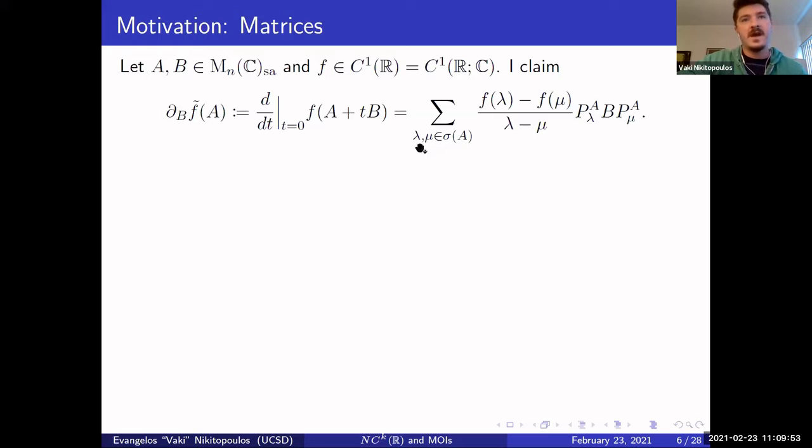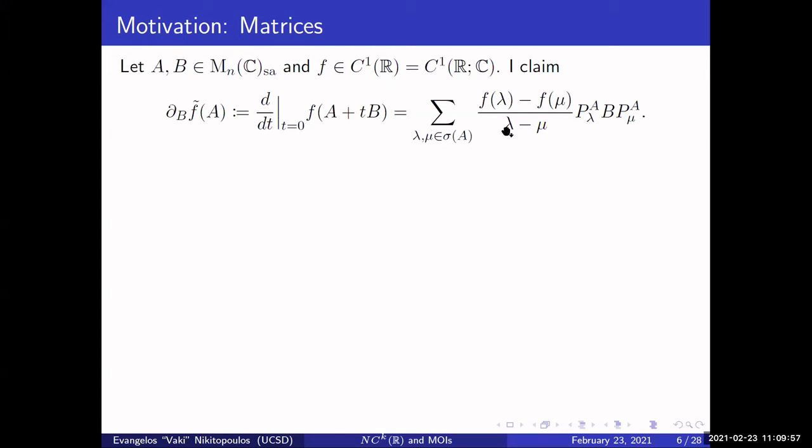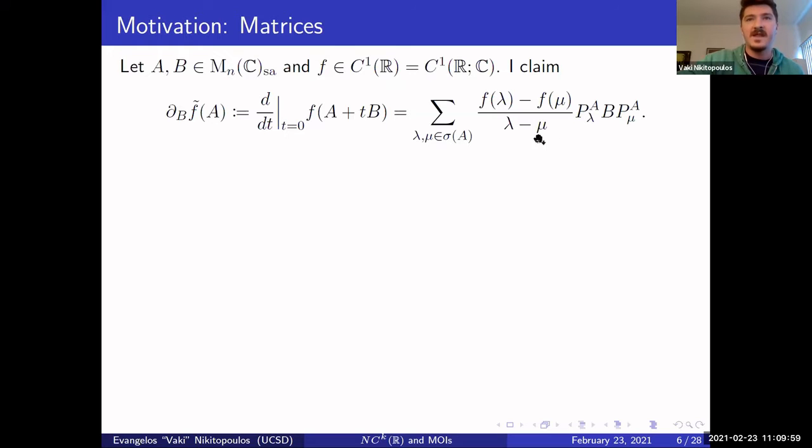So a double sum over the eigenvalues, lambda and mu, of f of lambda minus f of mu over lambda minus mu. And if lambda is equal to mu, this is defined to be the derivative of f at lambda. If f is C1, this is a continuous function of two variables. And then we do P lambda of A, B, that's the direction, and P mu of A. And I'll talk a little bit more about how to interpret such an expression in a little bit, but let's see how it arises first.